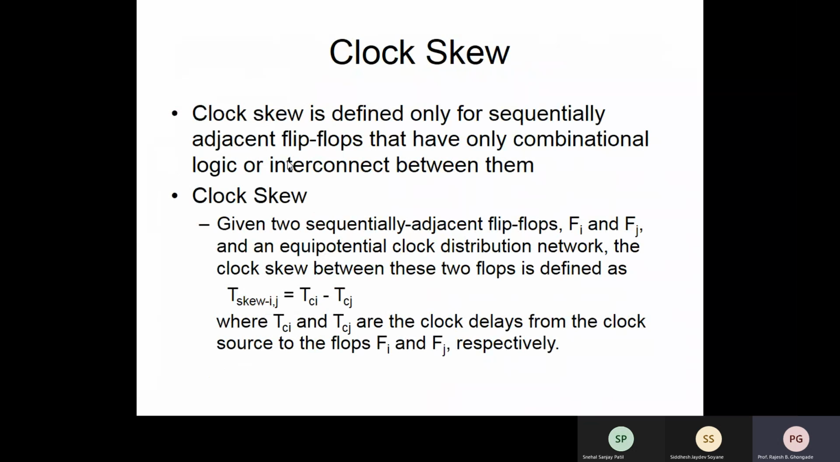Another important aspect is the clock skew. So what is this clock skew? It is defined only for sequentially adjacent flip-flops that have only combinational logic or interconnect between them. How do you define clock skew? Given two sequentially adjacent flip-flops Fi and Fj and an equipotential clock distribution network, the clock skew between these two flip-flops is defined as T skew ij equal to Tci minus Tcj, where Tci and Tcj are the clock delays from the clock source to the flip-flops Fi and Fj respectively.